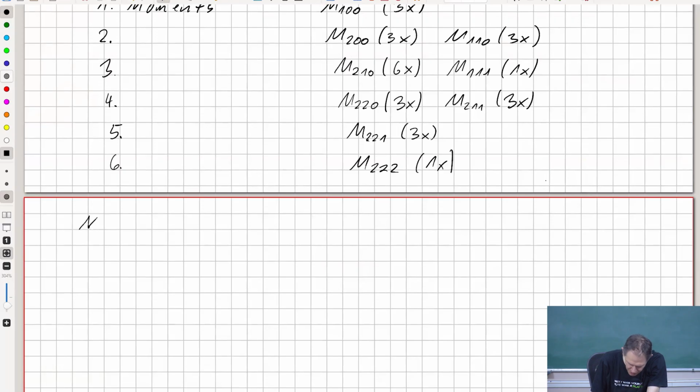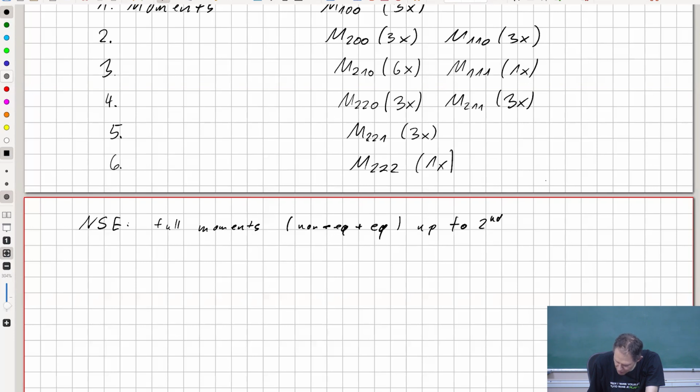So what we need for the Navier-Stokes equation is the full moments, meaning the non-equilibrium plus the equilibrium moments up to the second moments. And we need the equilibrium for third order moments.